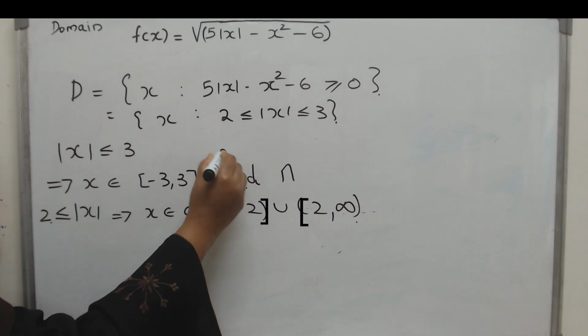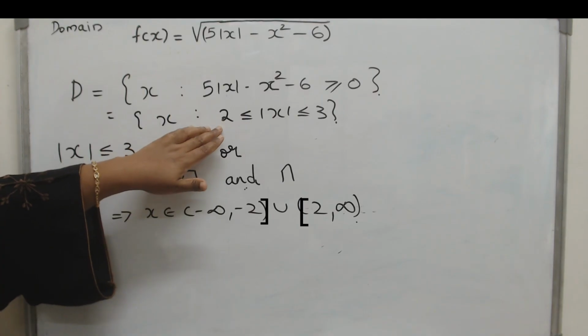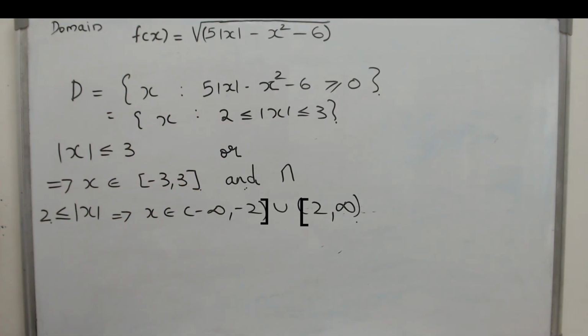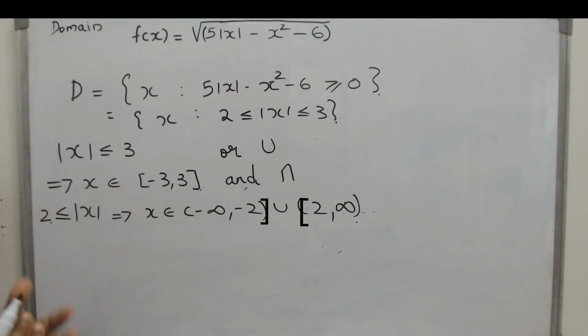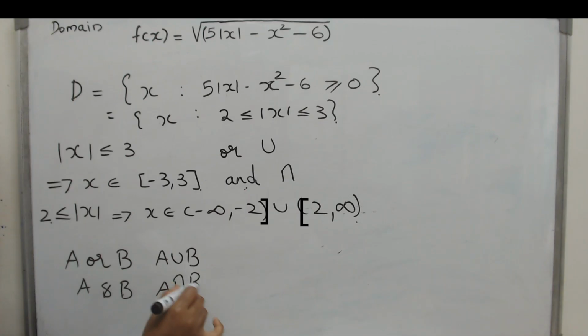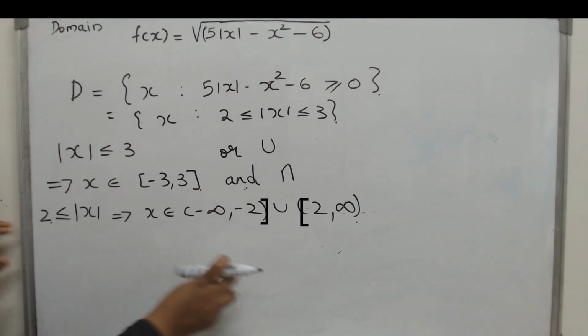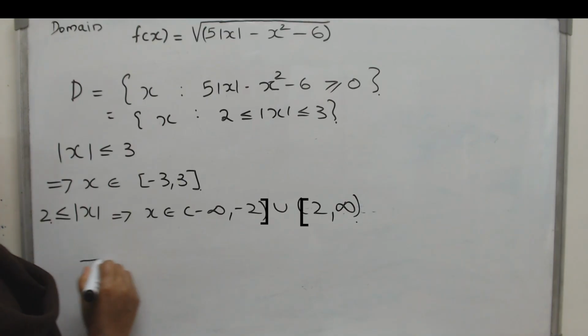But then if you hear the word or, modulus of x has to be greater than 2 or it has to be less than 3, then what you are looking for is union. Please remember, it is the same in the set theory. Whenever you hear the word A or B, what you are looking for is A union B. When you hear A and B, what you are looking for is A intersection B. This is just plain set theory that we are going to use here. We are not looking for the union. What we want is the intersection. Let us find the intersection.